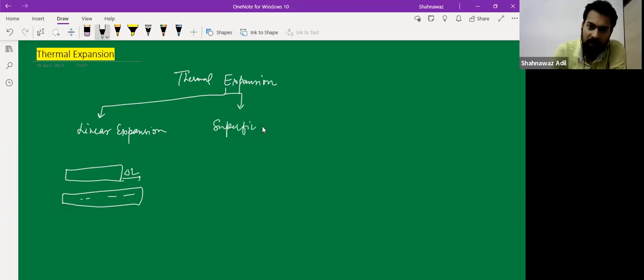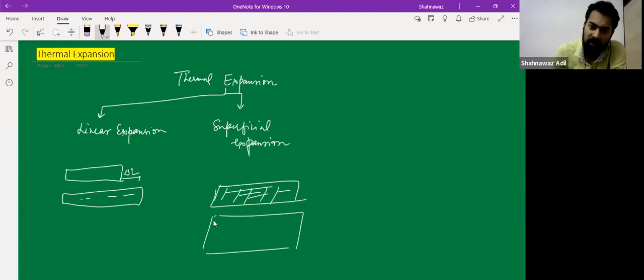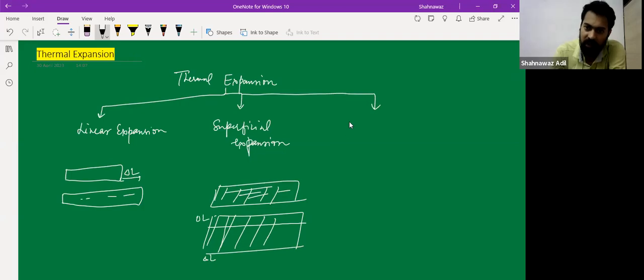Then you have superficial expansion. Let's say this was some area, and then you raise the temperature, and then it became this. So it extended delta L here, and it extended delta L here. This is the superficial expansion, and then you have the volumetric expansion, which you can also call the cubical.